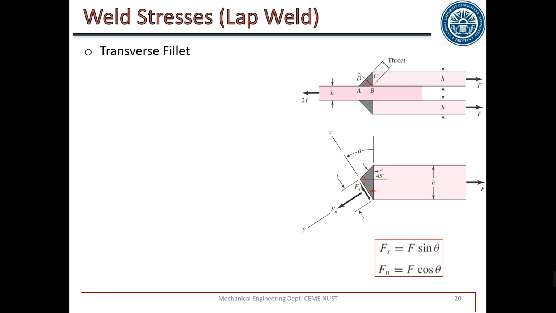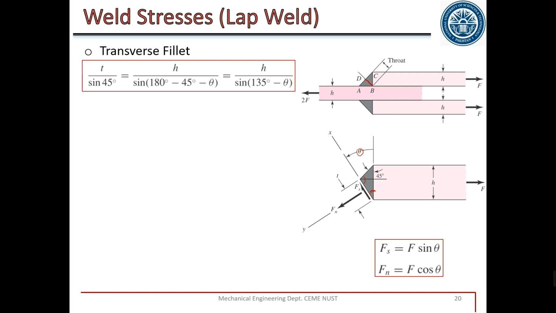Normal force is Fn, F cos theta, where this angle is theta, and Fs is F sin theta. So we have shear force and normal force on this area. This area can be at any angle. We have not concluded that it is 45 degrees, 30 degrees or 60 degrees. Initially we have used it as theta, and later on we will calculate what this theta is where the area is smallest.